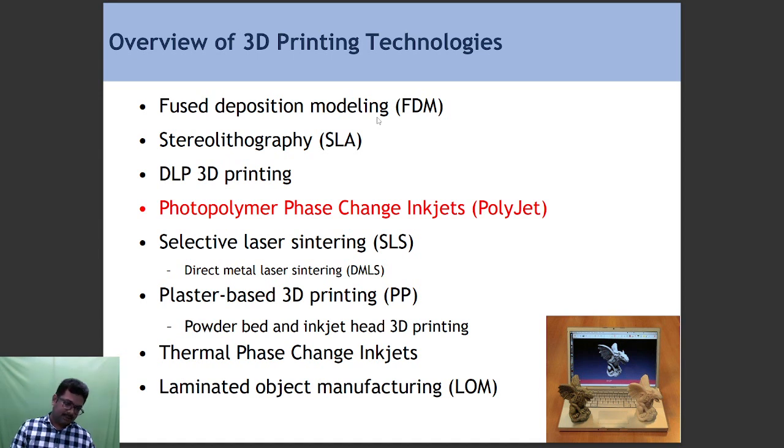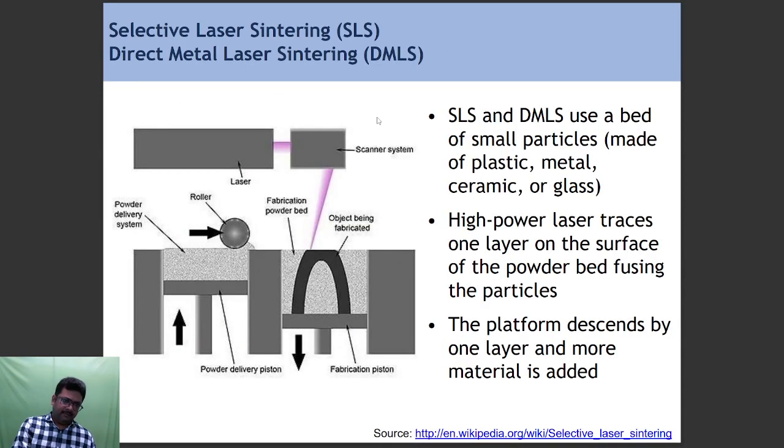The next technology is selective laser sintering, also called direct metal laser sintering, DMLS, where we can use powder, plastics, metal, ceramic, or glass as a raw material. Okay, I hope you understood. We can use the raw material in the form of powder or plastic.